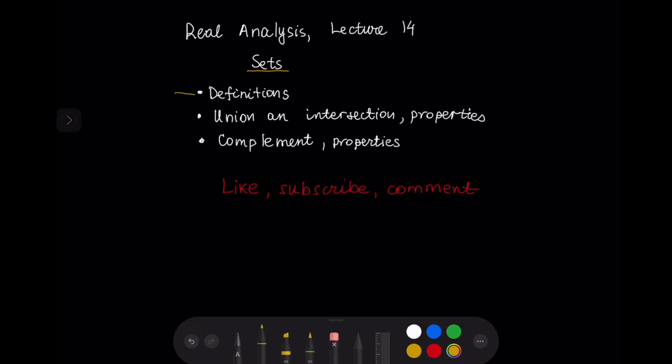We will provide some relevant definitions. In particular, we are going to define the union and the intersection of sets and discuss their properties. And we will also define the complement of a set and discuss its properties.